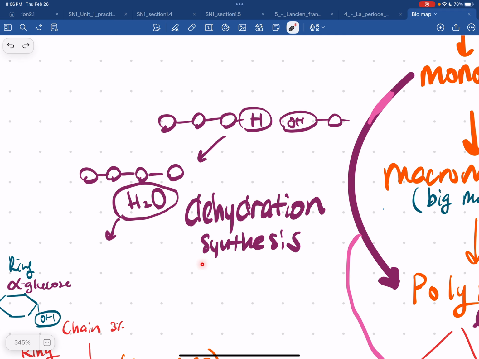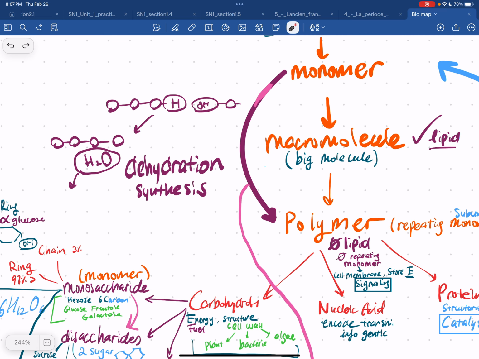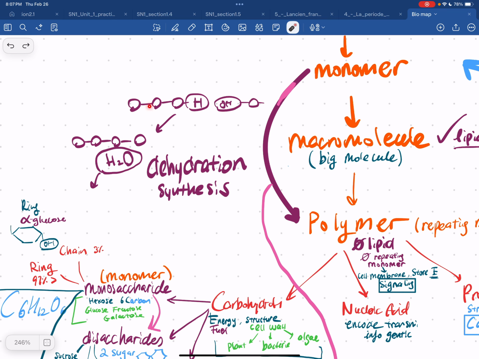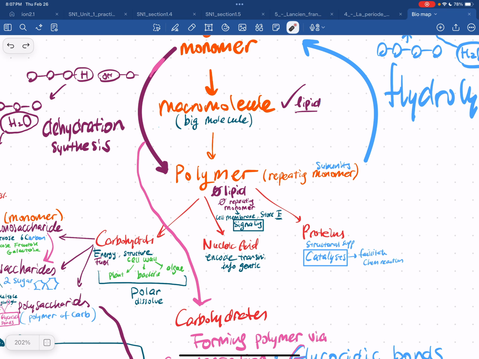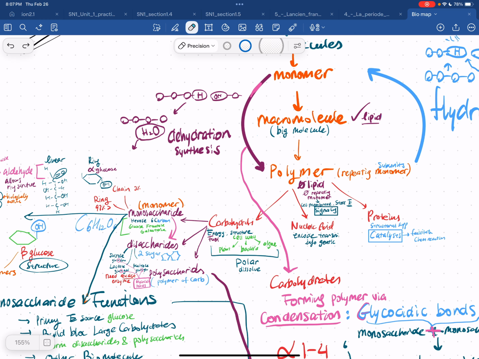But it's called a synthesis. Dehydration will make you think it's the opposite, but no, it's formation. Synthesis, because two monomers are attached together. And hydrolysis is the opposite. Hydrolysis is making this into that, breaking larger molecules into smaller ones. So breaking down is hydrolysis.